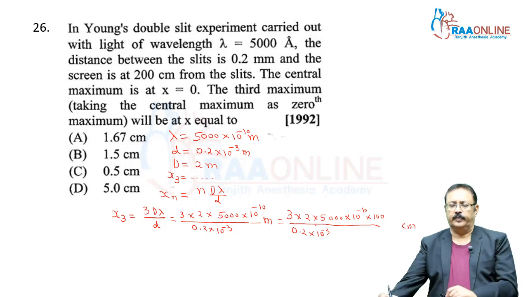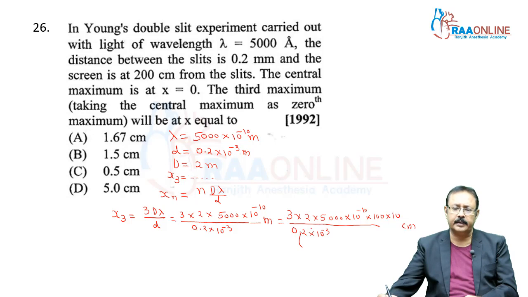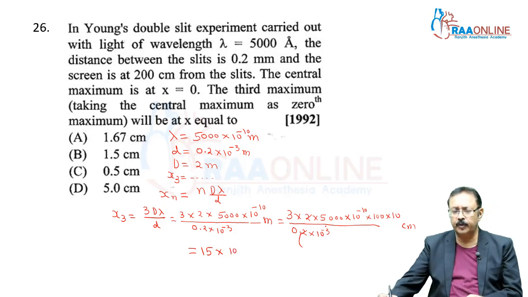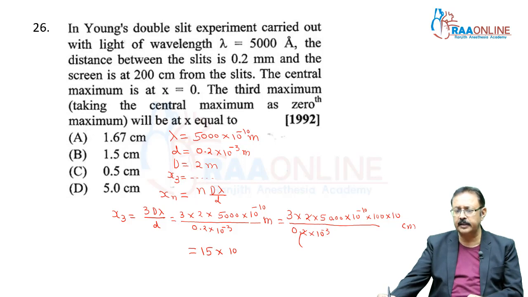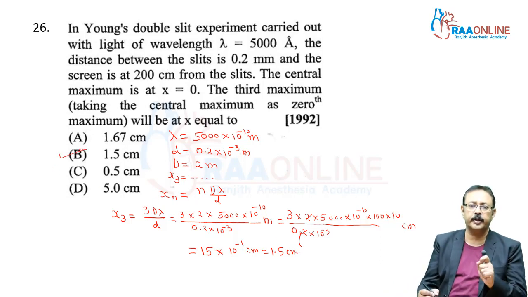It is centimeters now. Remove this decimal, you will get 10 in the numerator. Minus 3 will become plus 3, cancel 2 with 2. So what are we getting? 5 into 3, 15, into 10 to the power, 3 plus 3 is 6, 6 plus 2 is 8, and minus 9, so we are getting minus 1. It means 1.5 centimeters. So we will go with option B.